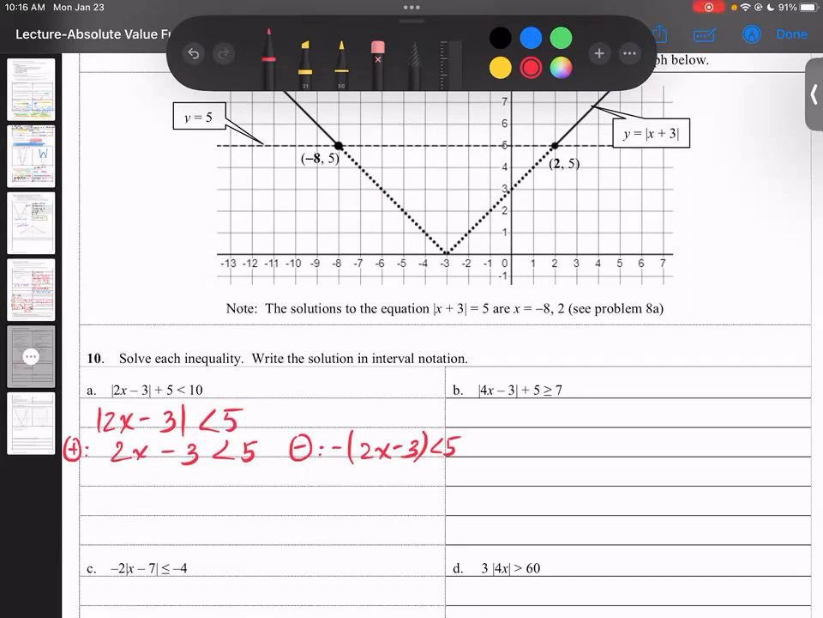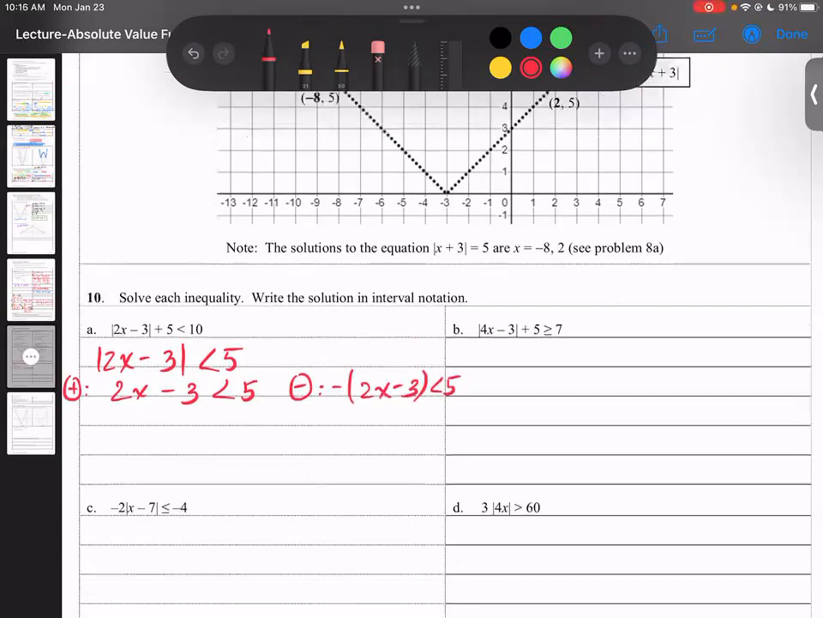Don't wait for me. You can just solve it anyway. 2x less than 8, x less than 4. Negative 2x less than 2, x greater than negative 1. The only thing I see students make mistakes on is forgetting to flip the sign. I know you know how to do it. It's just on the exam, you're too nervous. Sometimes you forget little things.